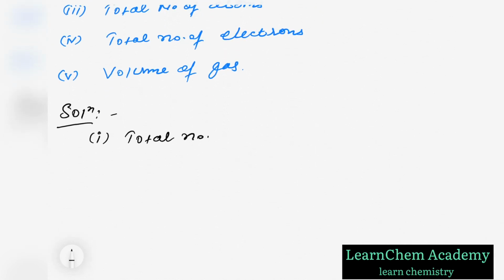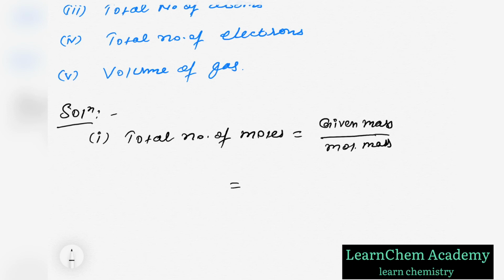So total number of moles will be given mass. So given mass is 8 gram divided by molecular mass. So we can write 8 gram is the given mass and molecular mass is 32. So we will get 1/4 moles of oxygens we have.